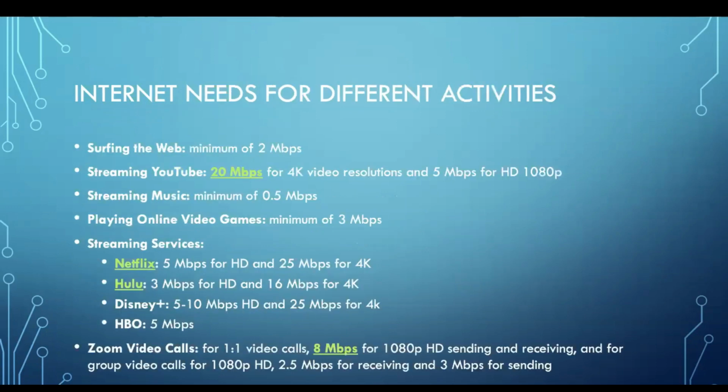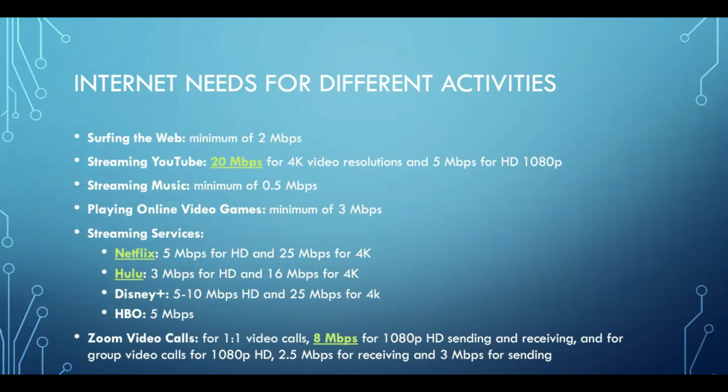I put this in here, and again, I'll try to get you this slideshow, but here's an example of what the different internet needs are for different activities. When you are looking at a plan, you can compare what they list as the options to these numbers here. If you're just surfing the web, like I said, doing Google searches or going on normal websites, news websites, stuff like that, you would need a minimum of 2 megabytes per second. Definitely not more than 5 or so.